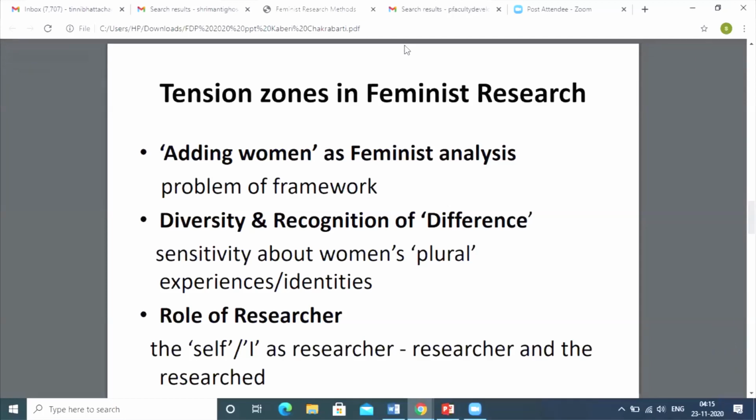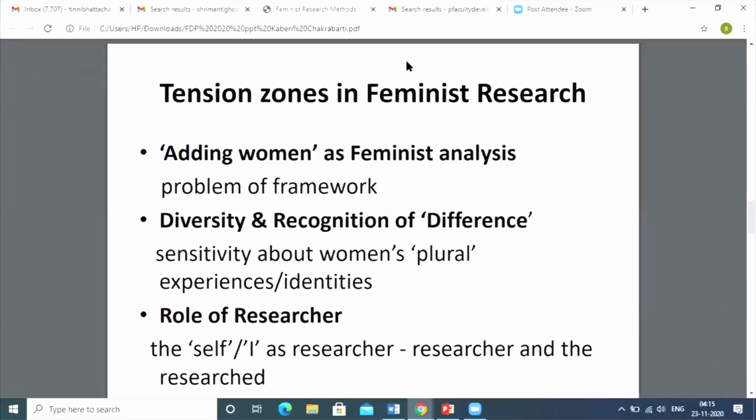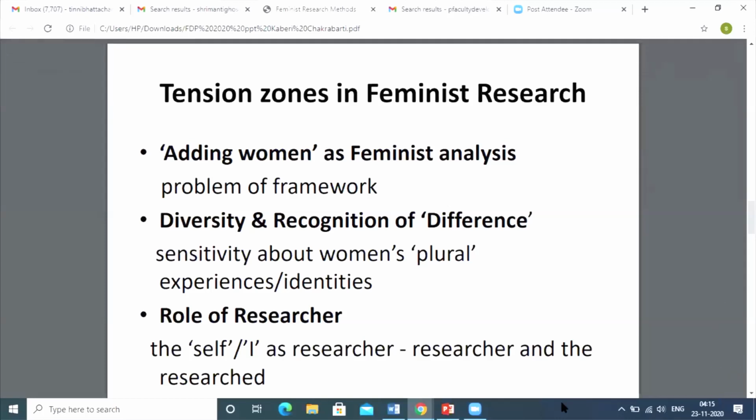The second important tension zone, not in feminist research methods but I would say in feminism itself, is the question of diversity and recognition of difference. Feminist scholars are becoming more and more vocal about sensitivity to women's plural experiences or identities, women's varied experiences in terms of class, caste, race, religion, etc. So, identity politics is becoming important in feminism, in the feminist movement, and in feminist research method.